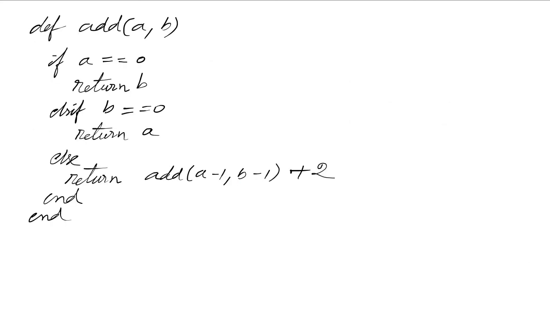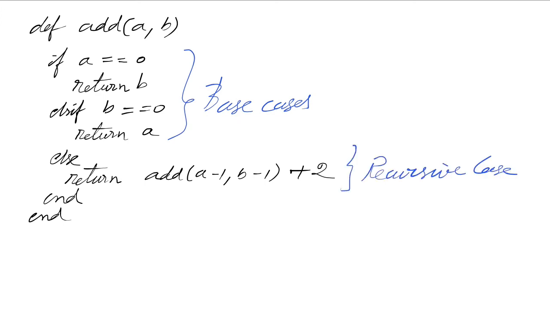Let's now look at the code. We have two base cases that are the same as before. We only have one recursive case. It is the same as the recursive rule definition.